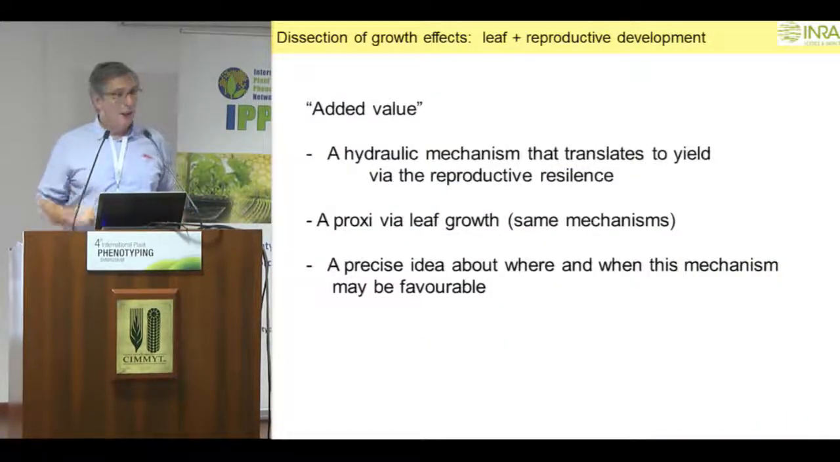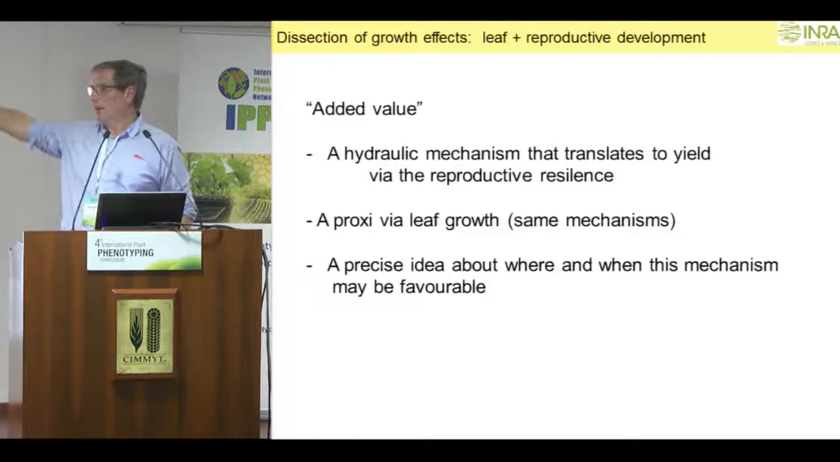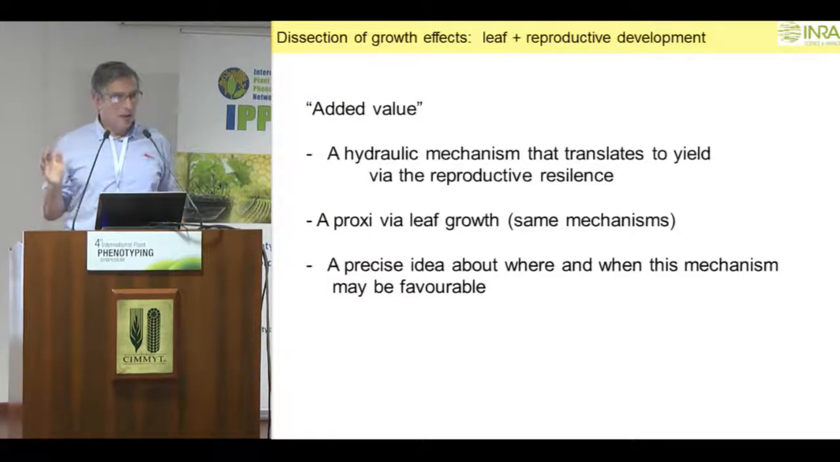So the added value here, we are here with a very detailed platform, and it's not the general case. It could go until the yield. Again, it's not a general case, but in this case, it's a hierarchical mechanism translated to yield via reproductive resilience. So we have a proxy of reproductive resilience with leaf growth, and I think it's an interesting idea to keep, because it's very difficult to phenotype reproductive growth. And we have a precise idea about where and when this mechanism can be favorable.